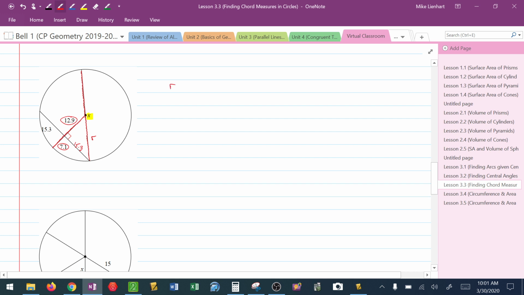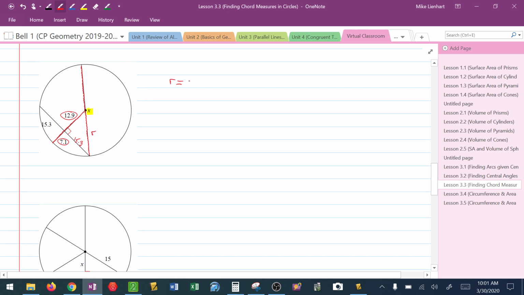So here's what I'm able to deduce. I know that the radius can be found by taking 12.9 plus 7.1, so I have a radius of 20. But that doesn't find x for me. Remember, x was the diameter. So to find x, I'm going to take 2 times 20, and I find that x is equal to 40.